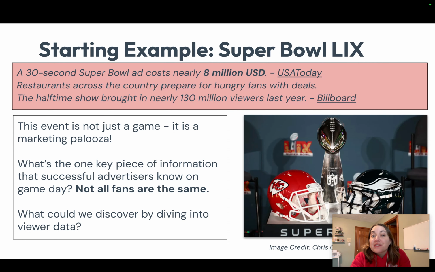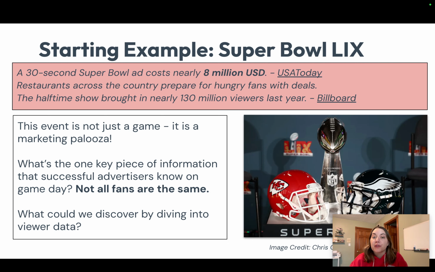So a few stats here. A 30-second Super Bowl ad costs nearly $8 million this year. If you have been in the US for any amount of time, Super Bowl Sunday, there's tons of food ads and things that you can get. Lots of deals and things going on for Super Bowl Sunday. The halftime show brought in nearly 130 million viewers last year. I actually don't know if this year is going to have less because people are protesting the Super Bowl or more because Kendrick Lamar, I would assume, is more popular than Usher. We shall see. But the Super Bowl in general, it's not just a football game. It is the football game of the year. It is a marketing bonanza, palooza. It is the marketing event of the year.